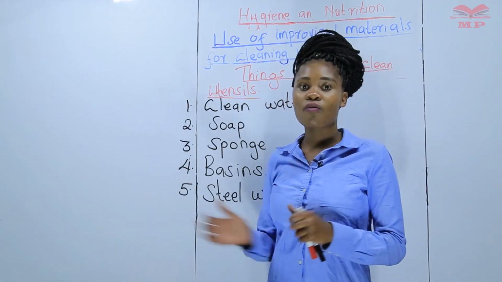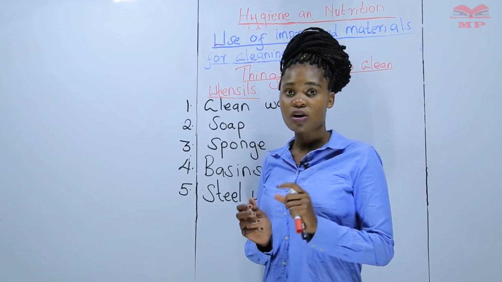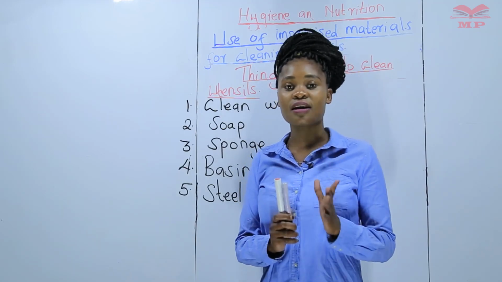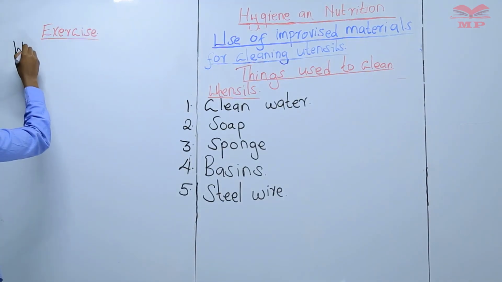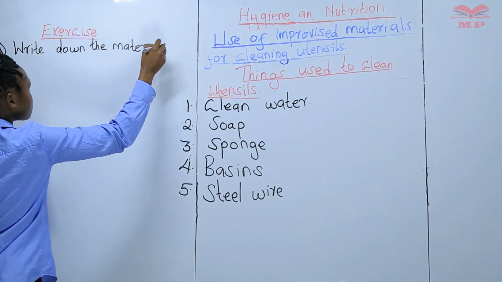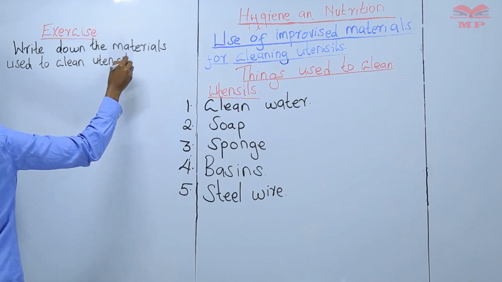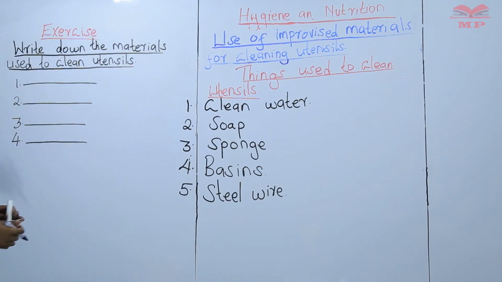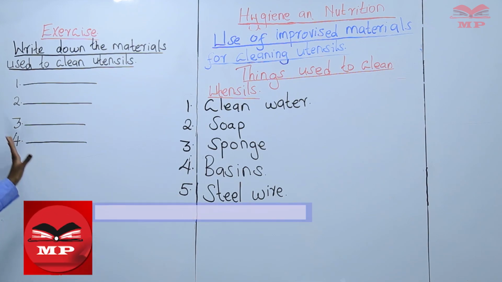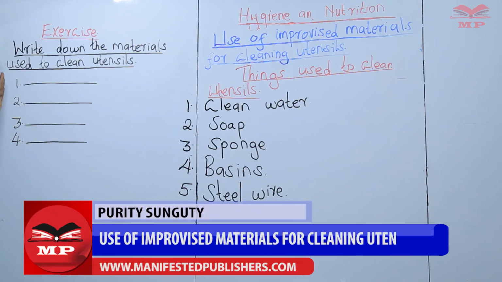Meanwhile, copy the question that I'm going to give you on the blackboard and make sure that you are answering it. So, write down the materials used to clean utensils. You write down the materials that you require when cleaning utensils in the blank spaces number 1, 2, 3, and 4.